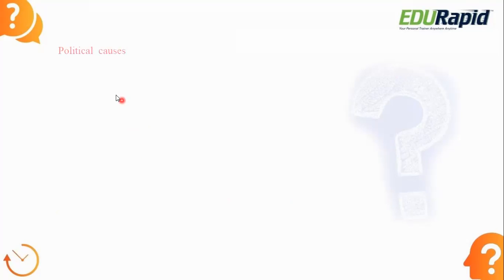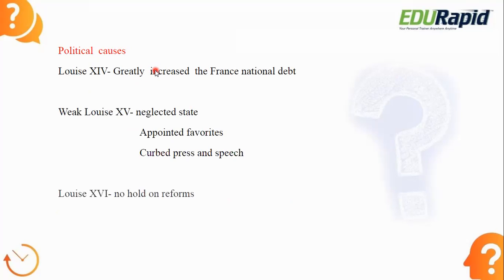So next are the political causes. We have studied the social causes. Now we are going to study the political causes. There were different kings. First, Louis XIV. He greatly increased France's national debt. He was a very luxurious person, and he fought many wars. Because of that, he greatly increased the national debt of France.